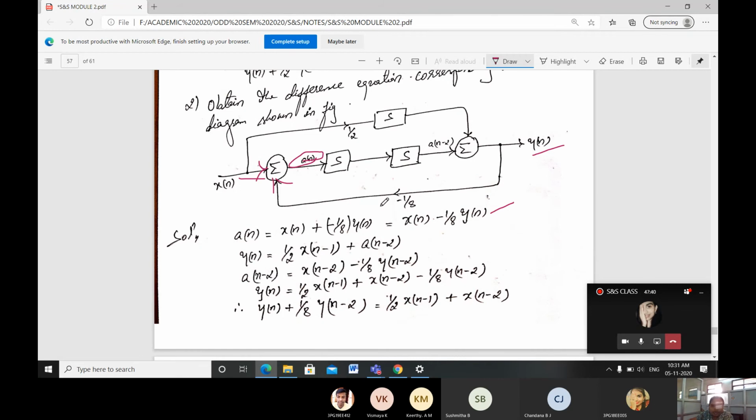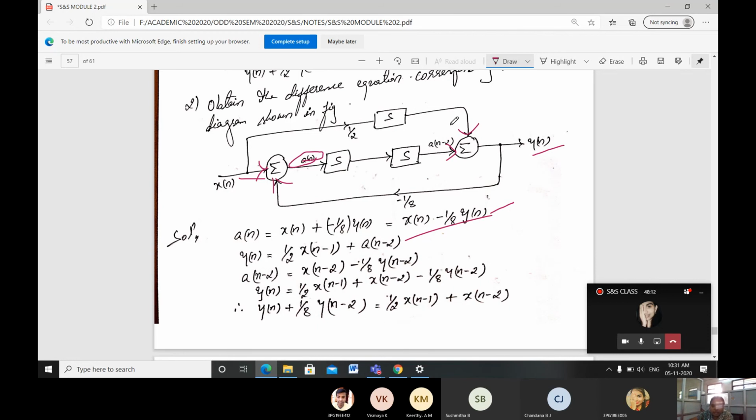Then what is our y of n? Y of n is equal to 1 by 2 x of n minus 1, because it is delayed by one position, n minus 1, plus this intermediate signal of these two signals, right? A of n minus 2. So y of n is 1 by 2 times x of n minus 1 plus a of n minus 2.